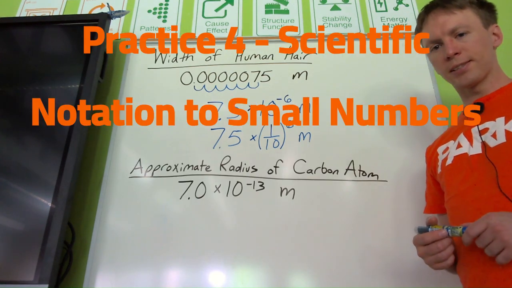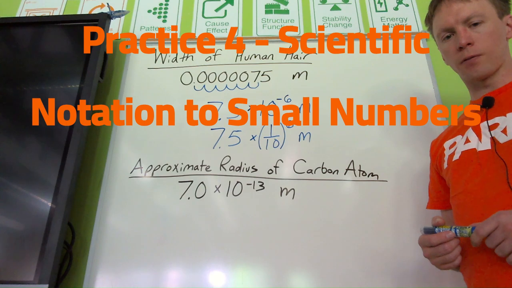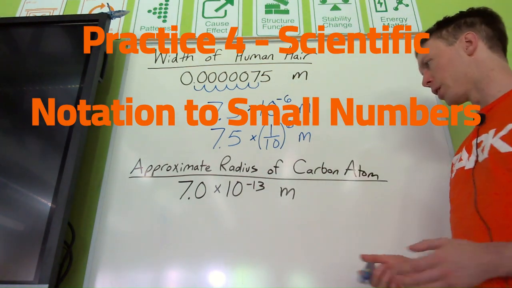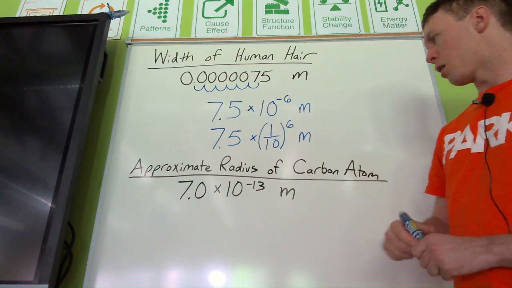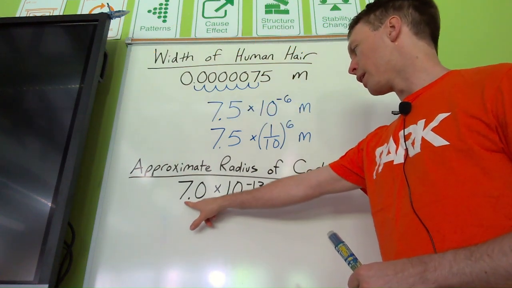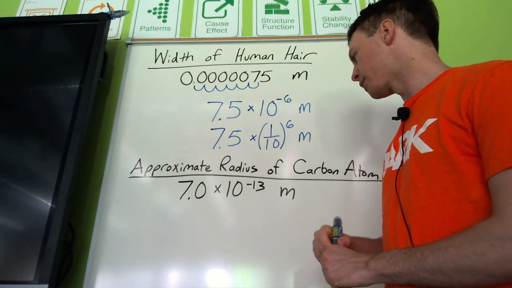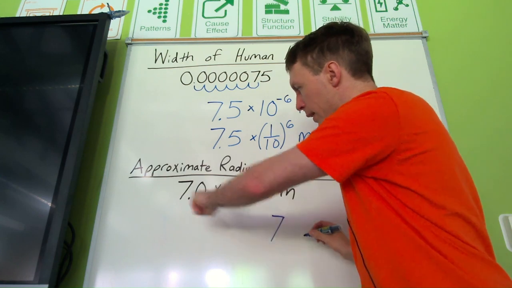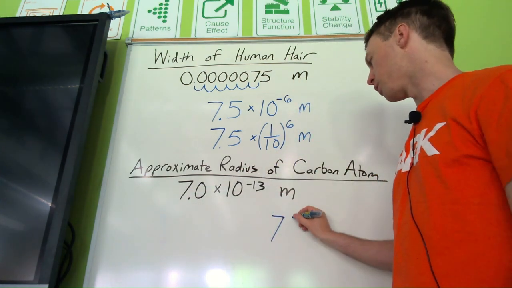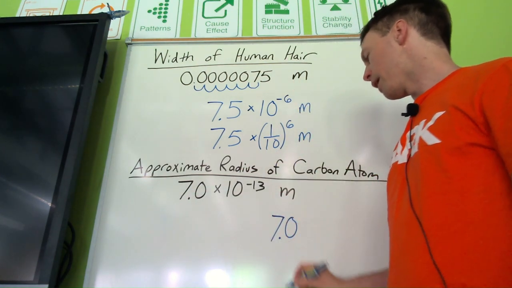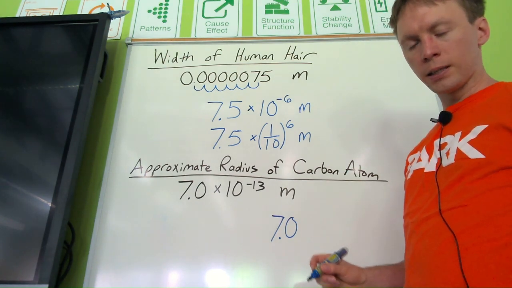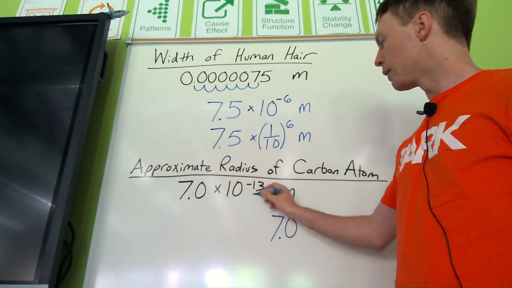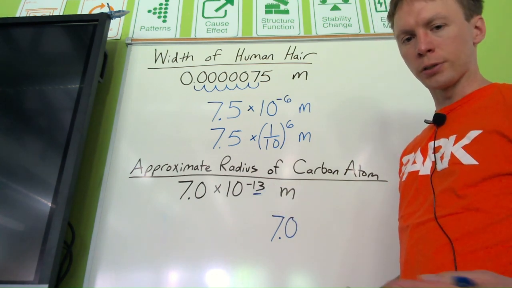We'll reverse the process to do the approximate radius of a carbon atom, going from scientific notation to a normal decimal number. So we'll take our number and our decimal. We'll rewrite that. I'm going to write it all the way over here on the right because we're going to move to the left to make our decimal number. And then we're going to move the decimal point to the left as many times as we have in the exponent of scientific notation.